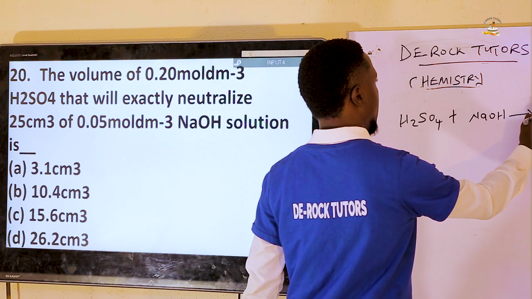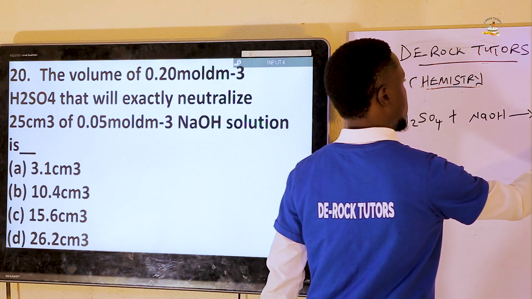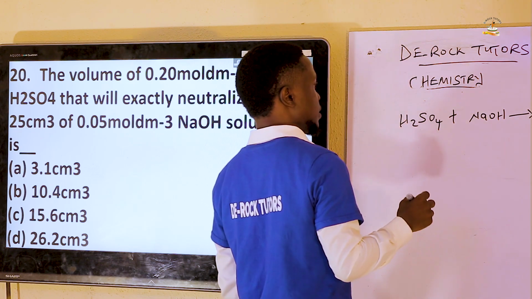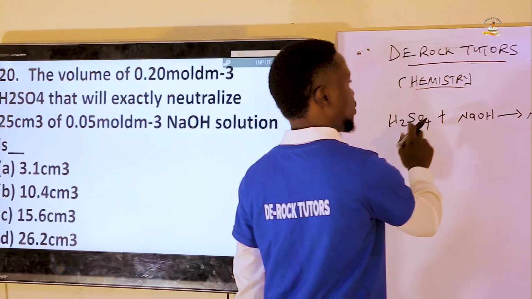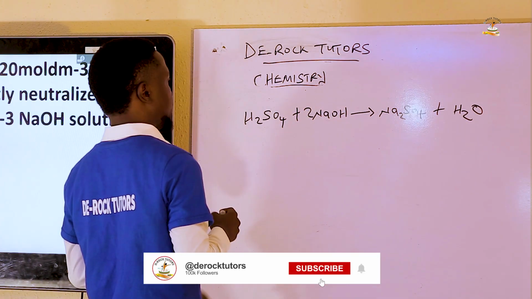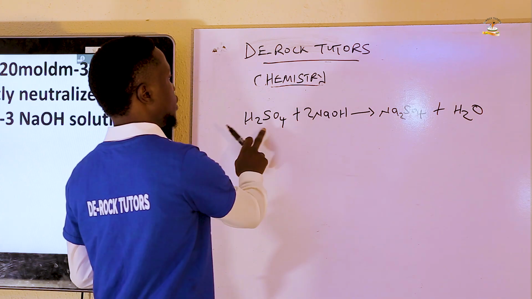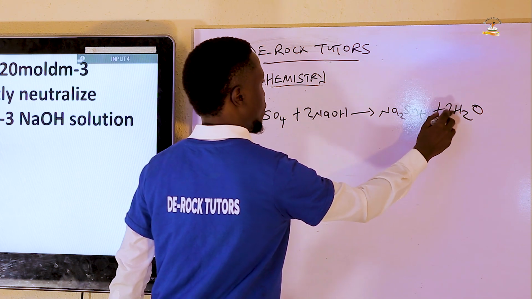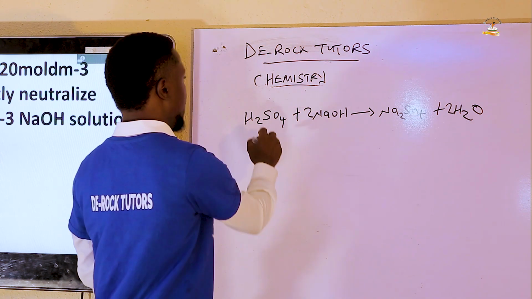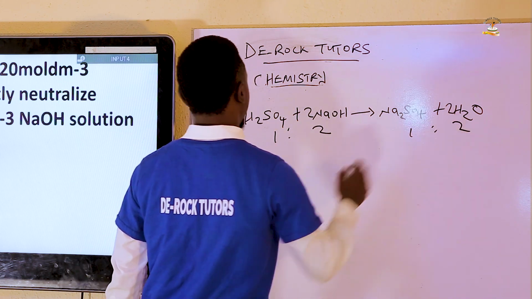So we have NaSO4 plus H2O. So let's balance the reaction. So this will be 1, this will be 2. So we have Na2SO4 plus H2O. So is the equation balanced? We have 2 here. All right, so the equation is balanced. So we have 1:2. We give 1:2.